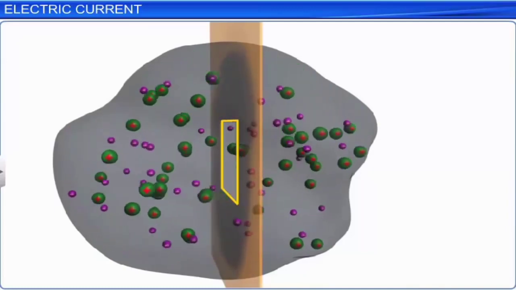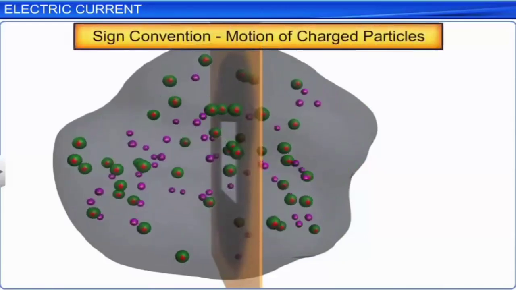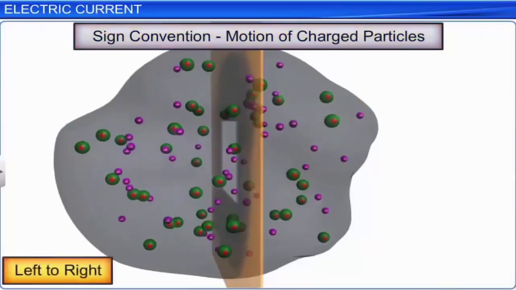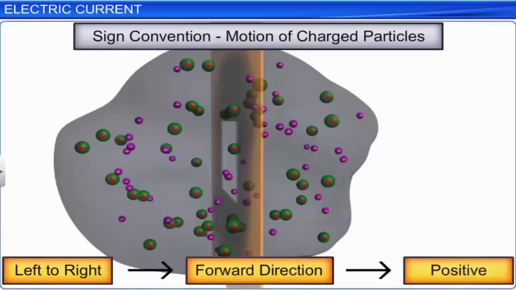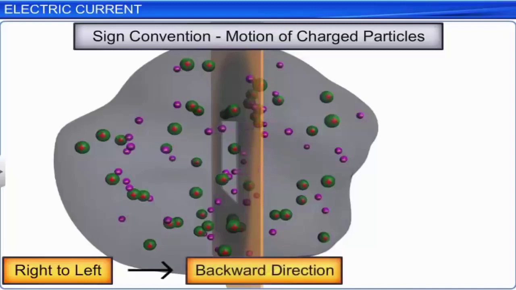Let us now formulate a sign convention for the motion of the charged particles. The left-to-right motion of any charged particle is taken as the forward direction of motion, which is taken as positive. The right-to-left motion of any charged particle is taken as the backward direction of motion, which is taken as negative.